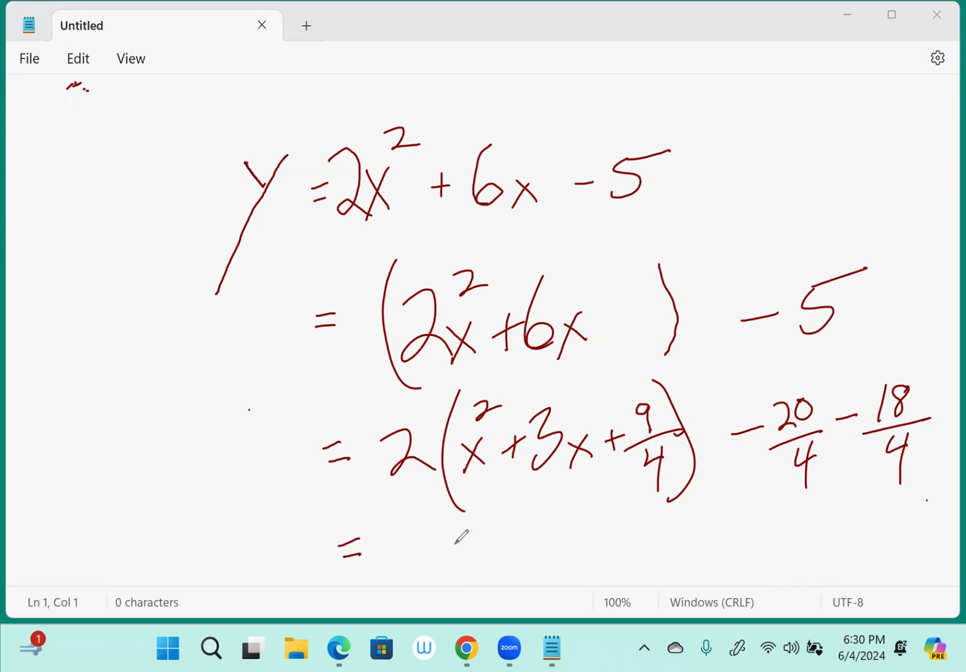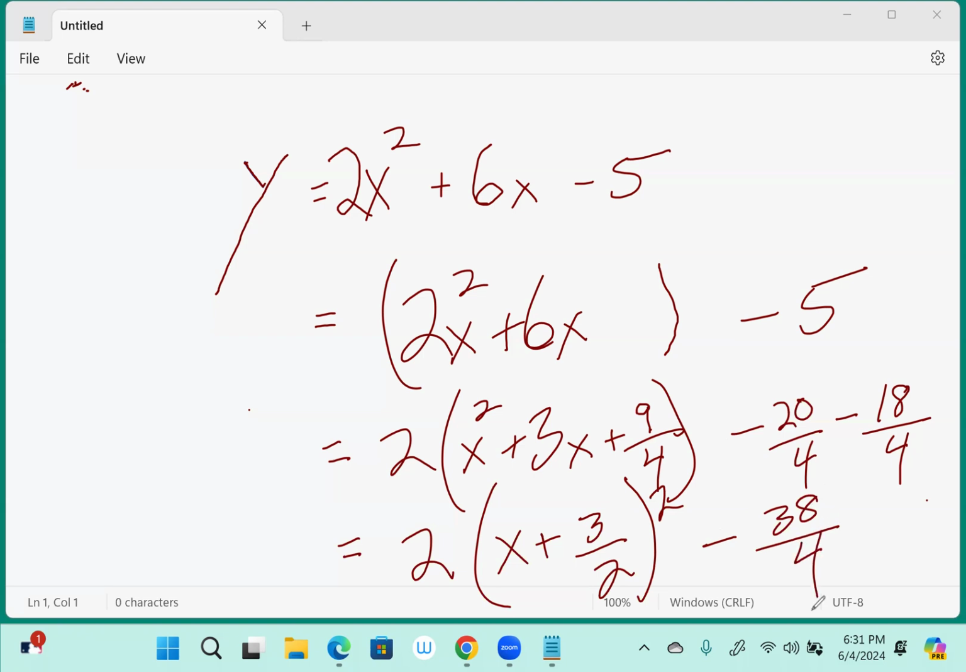So here's our final answer. The 2 is out front. That's A. Remember, our vertex form was A times X minus something, squared, minus something. In this case, it's X plus something because that's a plus. X plus 3/2, squared, minus 38/4. And now you have your vertex.